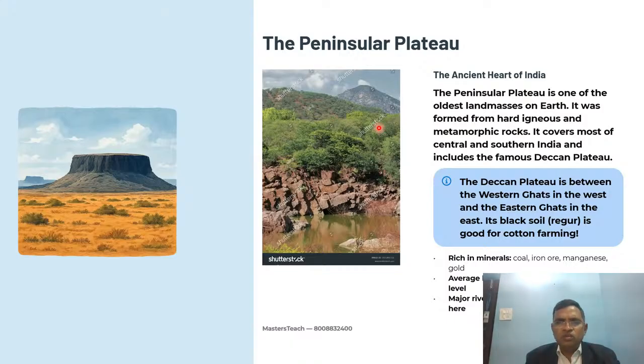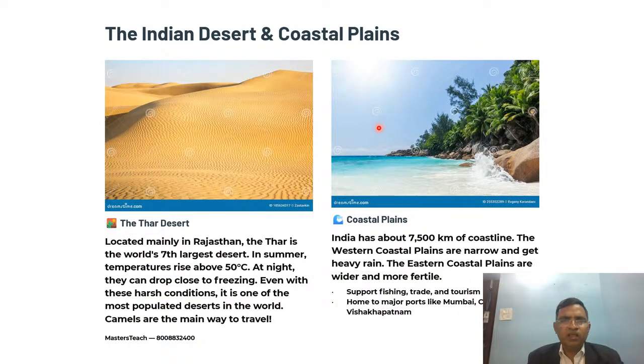Okay, so this peninsular plateau is rich in minerals like coal, iron ore, manganese, and gold. The average height of this particular plateau is 600 to 900 meters above sea level. Major rivers in the peninsular plateau, like Godavari and Krishna, begin here. Then Indian deserts and coastal plains.